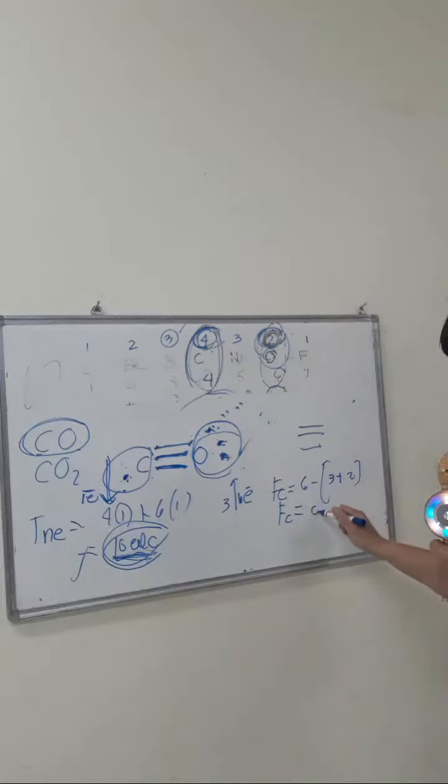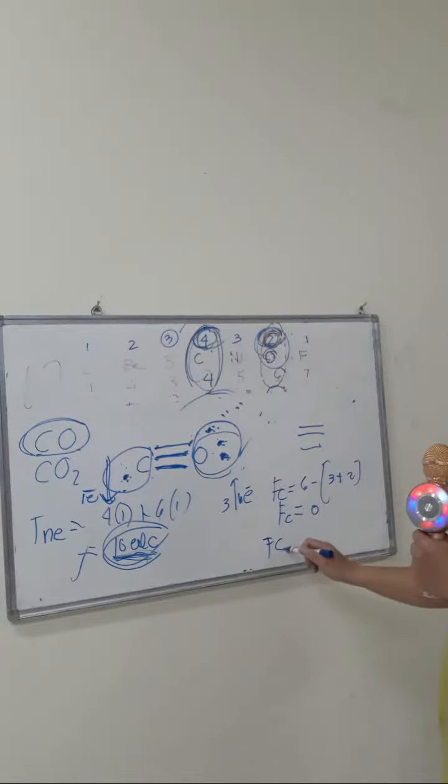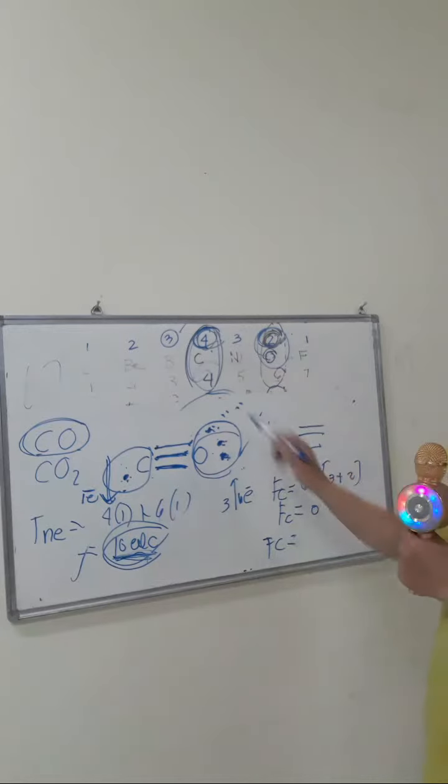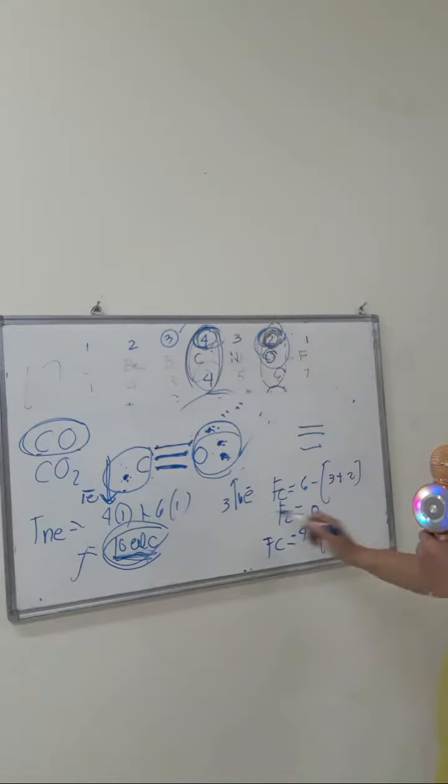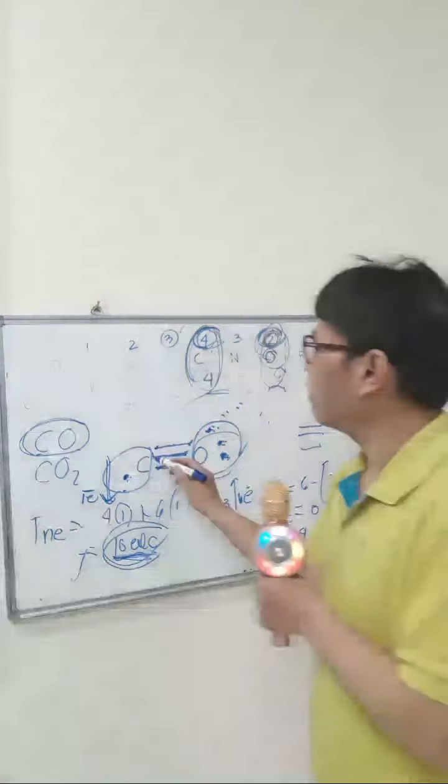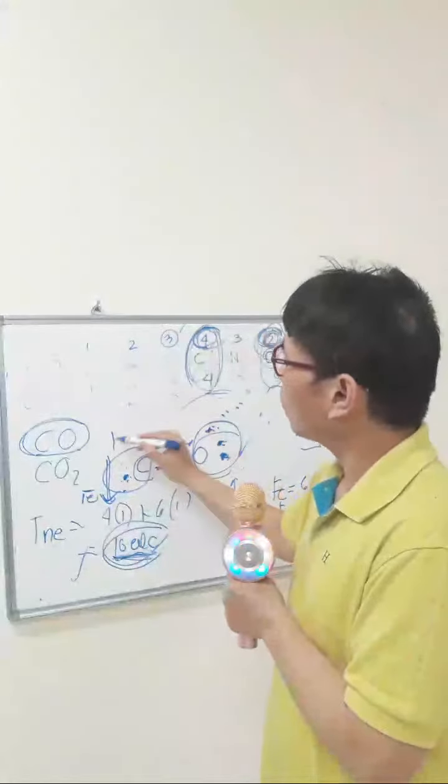0. And then for the carbon, the formal charge of carbon: how many? Carbon has valence electrons of 4. Bonds: 1, 2, 3. And then unshared, 1. So 4 minus 3 is equal to 1. You get the point. So carbon is 1, meaning plus 1.